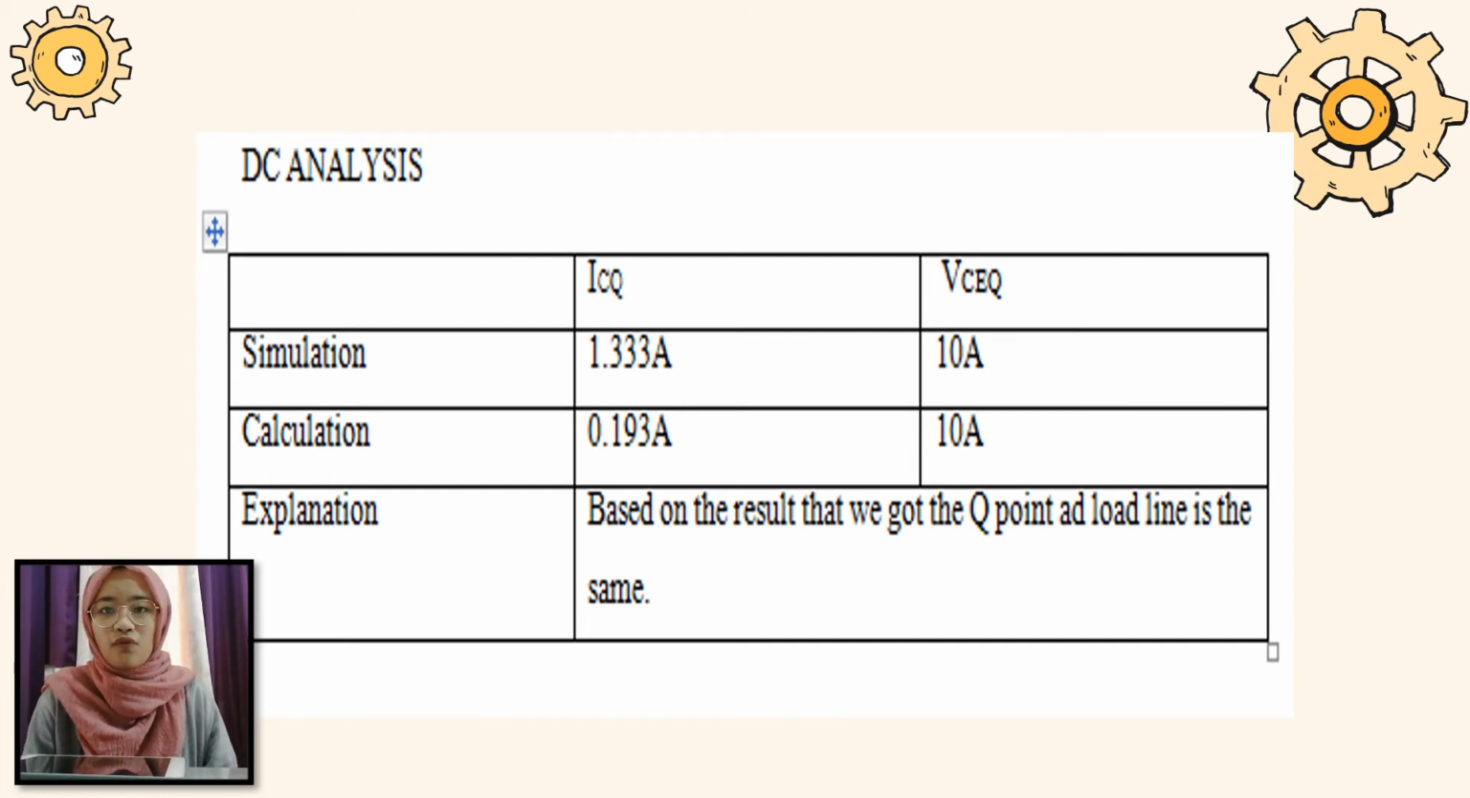I will present the analysis and discussion. For analysis, we have two tables, the AC analysis table and the DC analysis table. For DC analysis, we get the values of ICQ and VCEQ to get the load line. For the calculation, ICQ is 0.193 ampere, while for our simulation, ICQ is 1.33 ampere. For VCEQ, the value is the same for simulation and calculation, which is 10 volt. From this result, we find the Q point is at the same point.